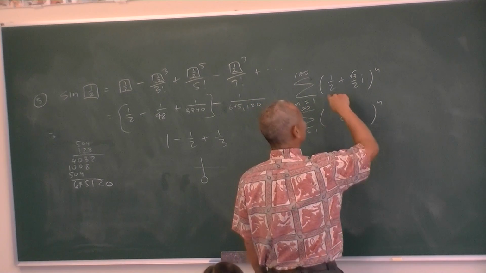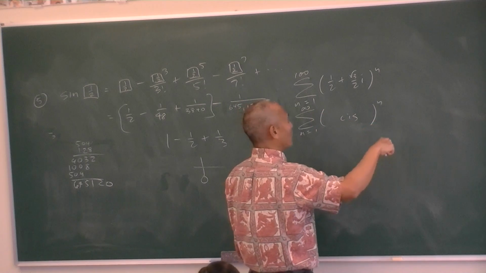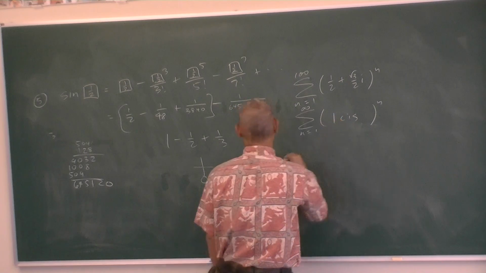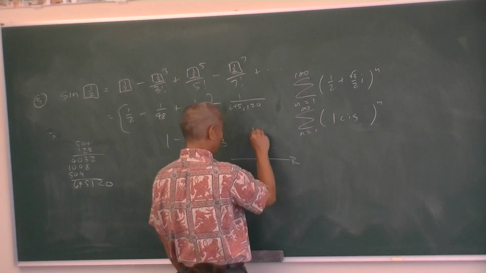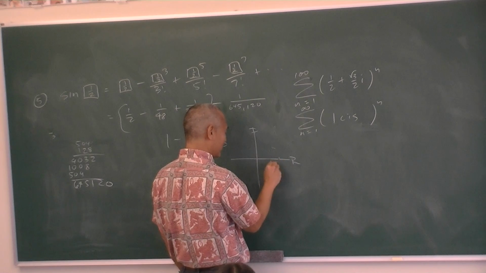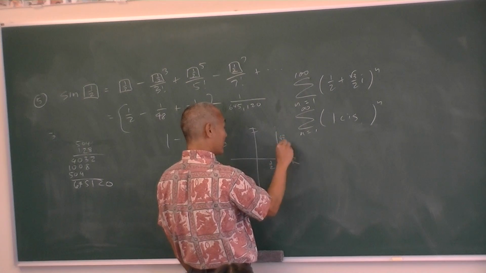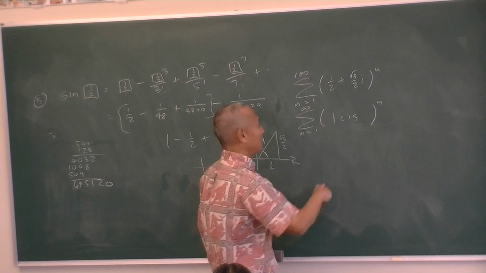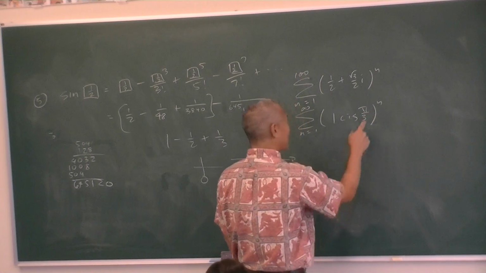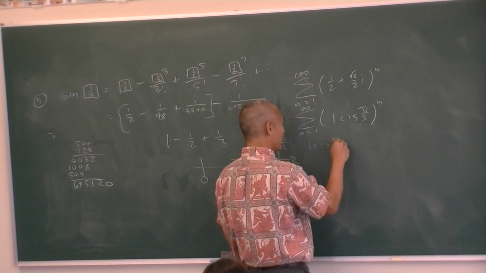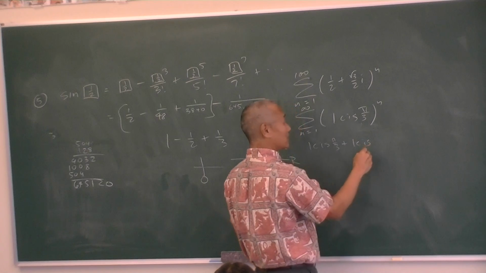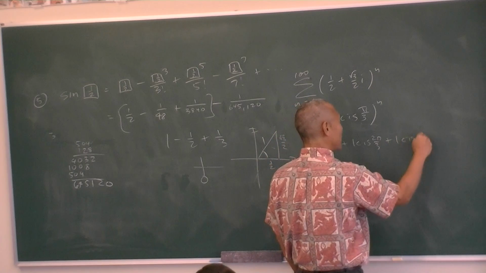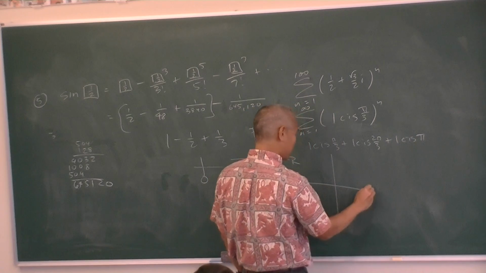So come on, let's do this in our head. If I go 1/2 to the right and √3 over 2 up, how far from origin am I? 1. And what's that angle? Pi over 3, okay. So if you plug in 1, you're going to get 1 kiss pi over 3. If you plug in 2, you get 1 kiss 2 pi over 3. You plug in 3, you get 1 kiss pi. I think you guys see the pattern already, right?